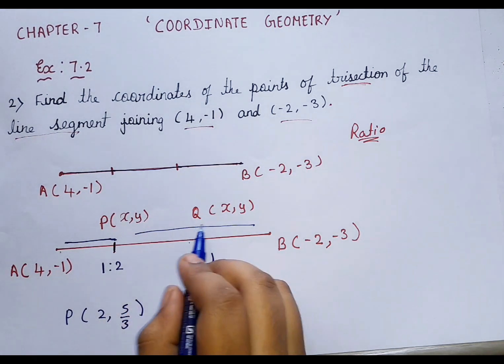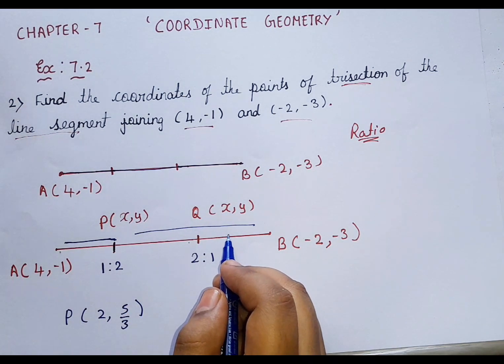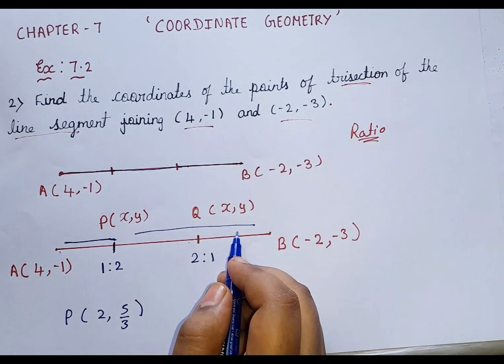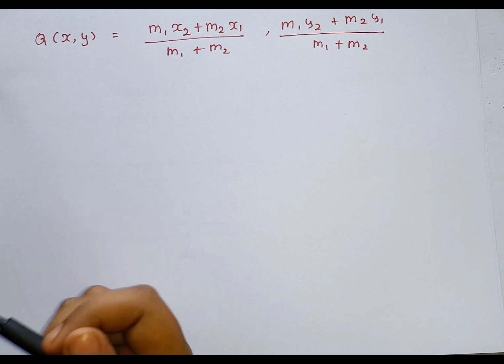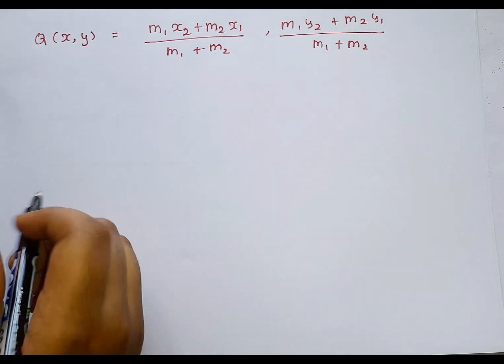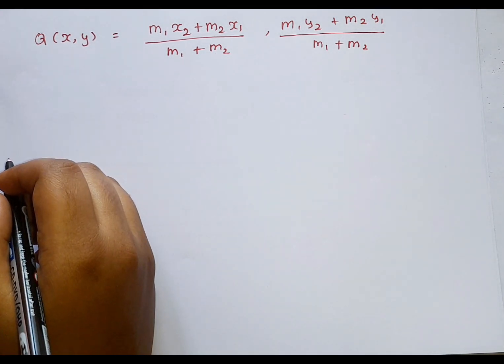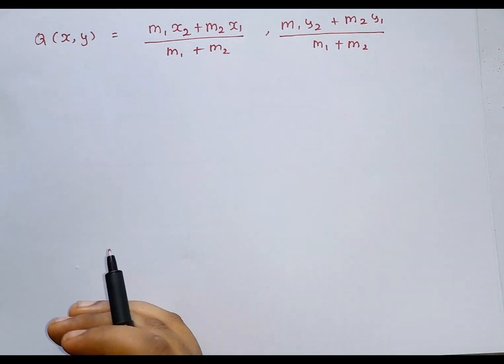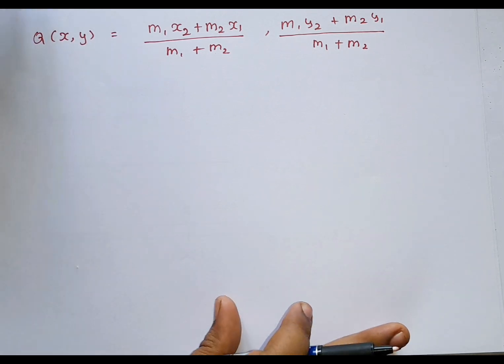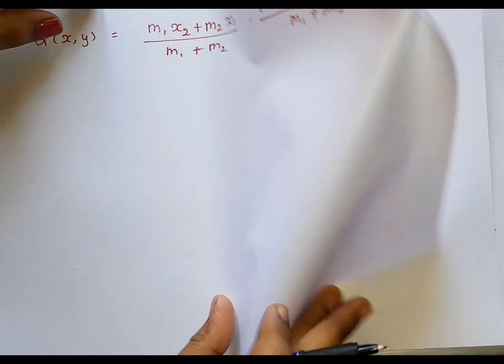Now let us find the Q coordinates. For that again we have to apply the section formula. I just wrote the section formula. So here again what is the x1 value, x2 value, those stuffs. One second, I'll show the question.